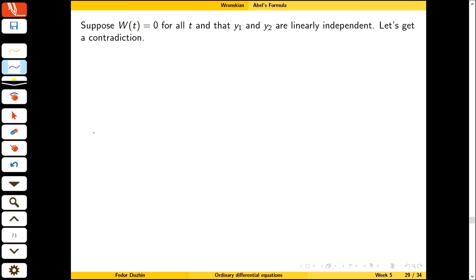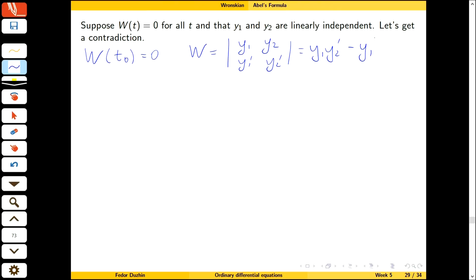So assume that the Wronskian is constant 0, and let us get a contradiction, right? Well, if the Wronskian is constant 0 for all values of t, then the Wronskian at some particular value of t is also 0. Now let me write down the Wronskian. So the Wronskian is the determinant of y1, y2, y1 prime, y2 prime, which is y1 y2 prime minus y1 prime y2.